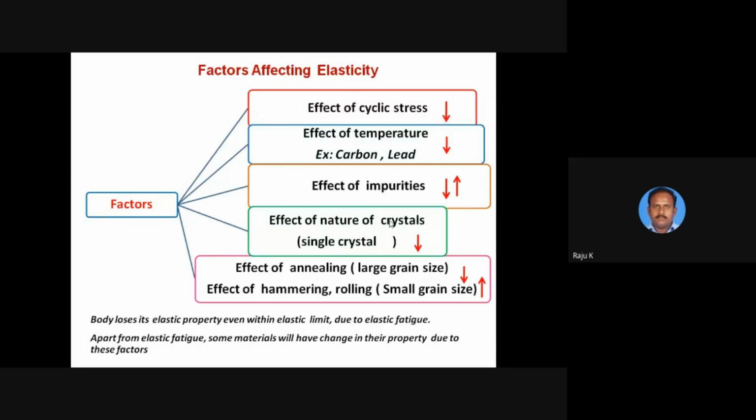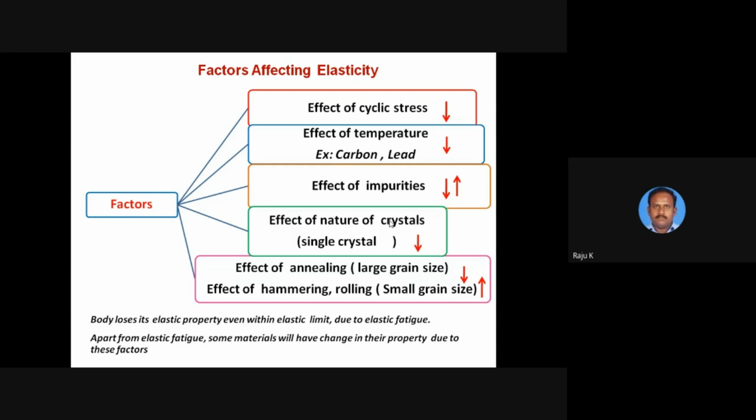Due to the repetition of the stress applied on the material, that is, cyclic stress, the elasticity decreases. The decreases and increases are indicated with the help of the arrow mark for our convenience. The effect of temperature changes the material to show a decrease in elasticity. And the effect of impurities that are added may increase or decrease it, depending upon the impurities that are added. If the impurities have a high elastic nature, the material will have a high elastic property.